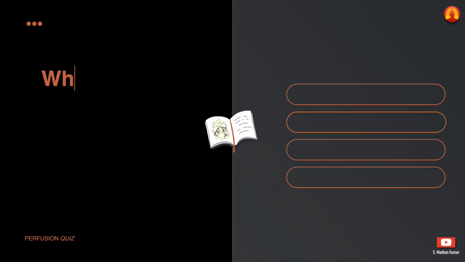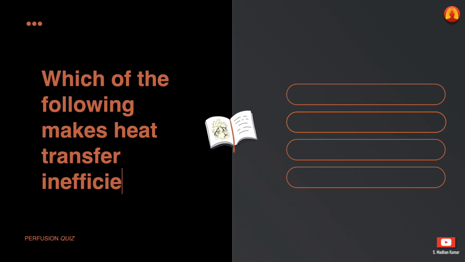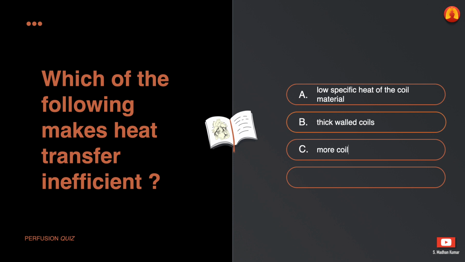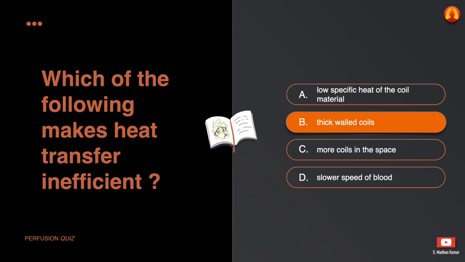Which of the following makes heat transfer inefficient? A. Low specific heat of the coil material. B. Thick-walled coils. C. More coils in the space. D. Slower speed of blood. The correct answer is thick-walled coils.